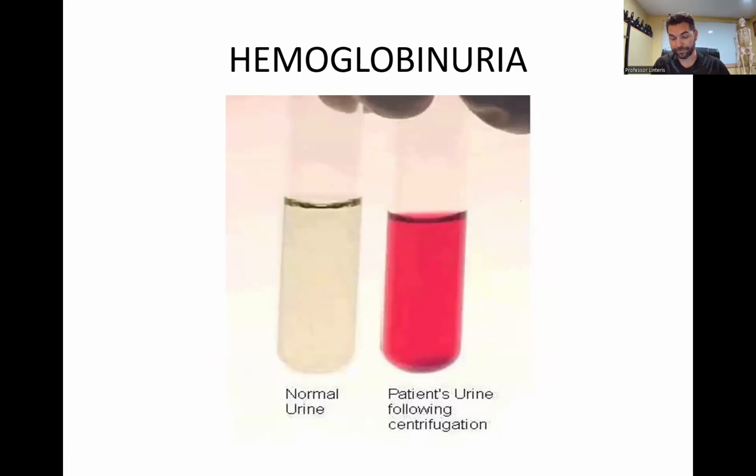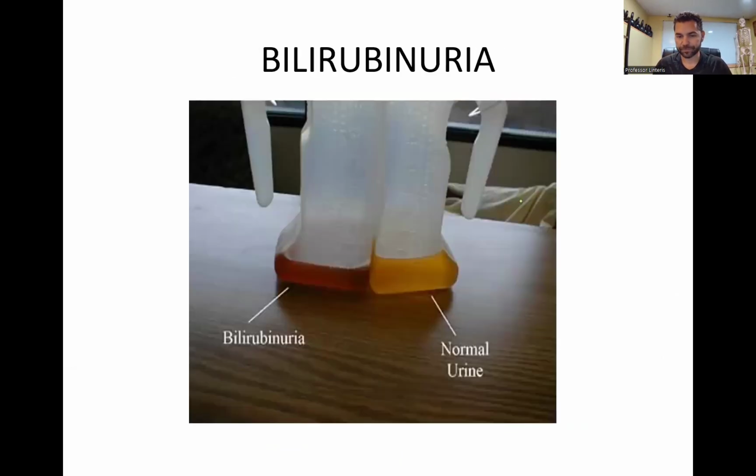We centrifuge it. It's clearly red. Those cells don't sink to the bottom. Hemoglobinuria. This is normal. This is bilirubinuria. It said that the urine may take on a much darker appearance from the presence of bilirubin, oftentimes jaundice, things like that, liver issues will result in this very, very dark colored urine, as well as severe dehydration.